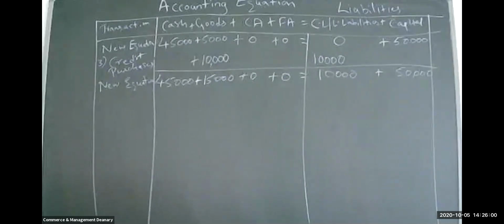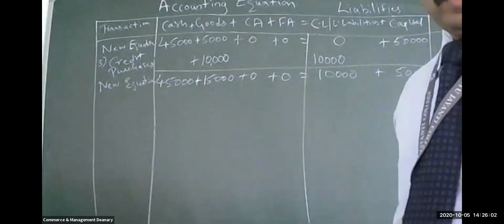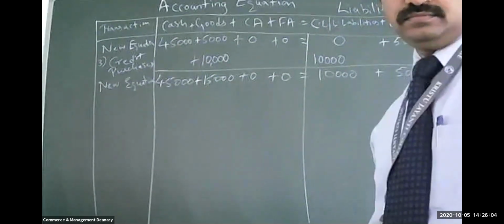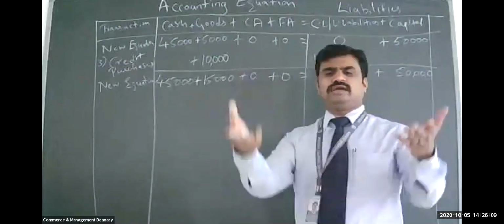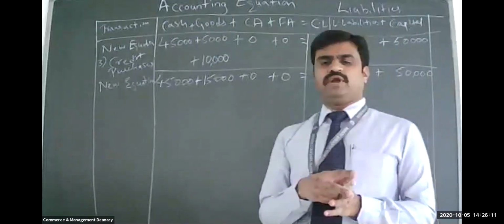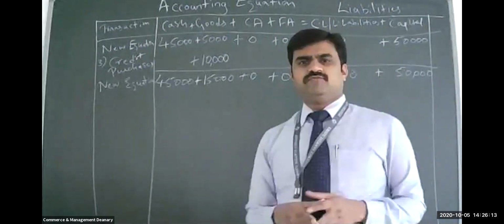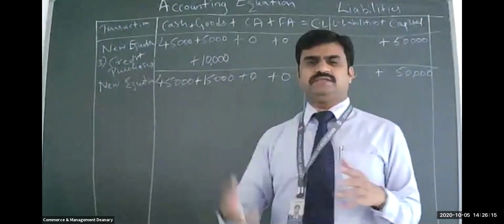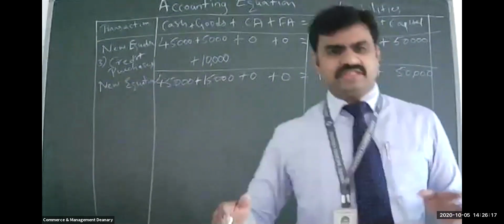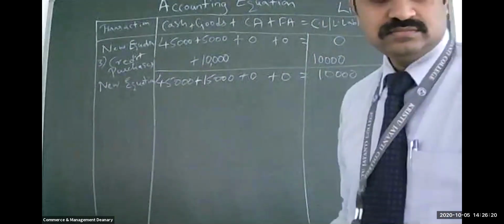First, he sold goods for cash, rupees 6,000. What is the cost of the product? 4,000. So here, I am selling to the customer. The cost of the goods is how much? 4,000. But my selling price is how much? 6,000. Am I selling on credit or cash?